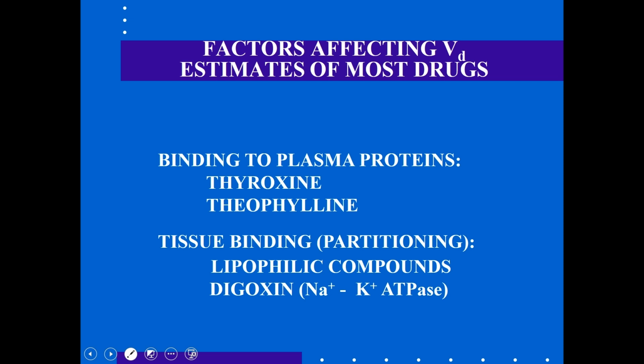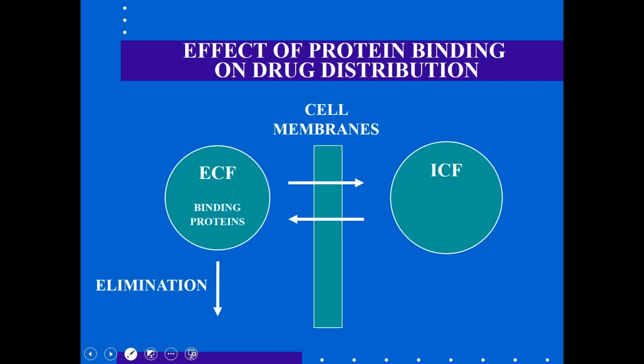So how do we rationalize most of the distribution volume estimates that we find? There are really two factors that I think are most important to consider. The first is binding to plasma proteins. And we'll take thyroxine and theophylline as examples. And then there's the tissue binding or partitioning of a vast array of other compounds.